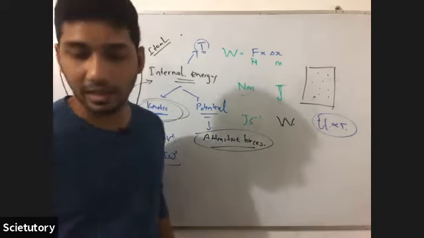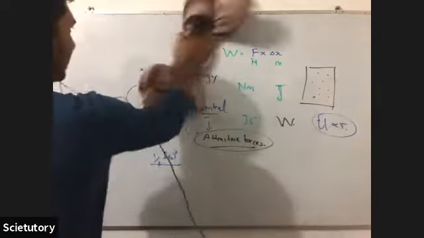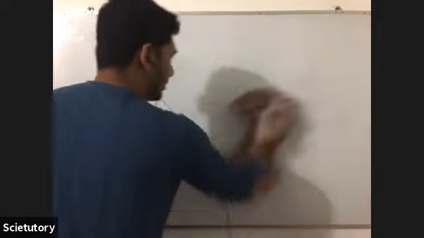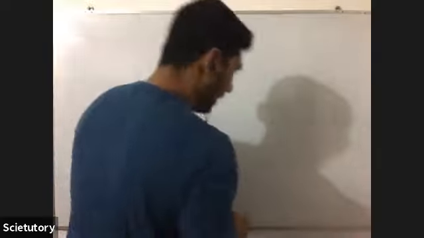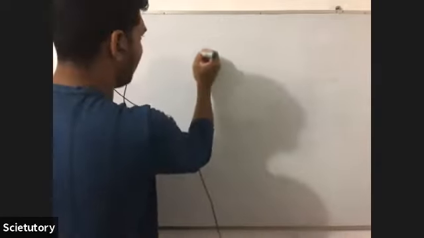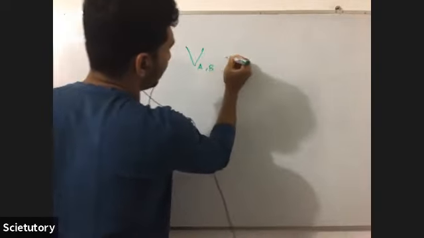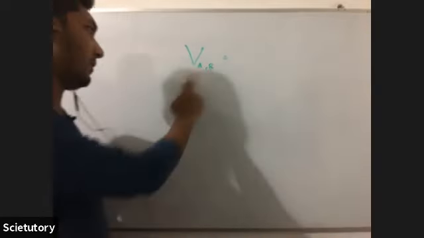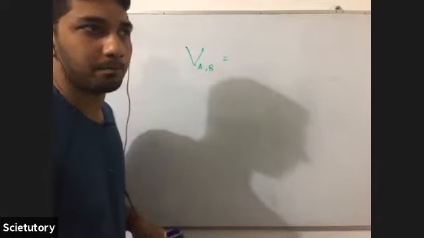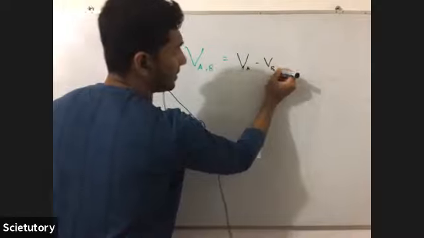So you know the relative velocity. What is the equation for relative velocity? If I say the velocity of A in relation to B, we write it as A comma B. What is the equation for the velocity of A in relation to B? It's VA minus VB, isn't it?